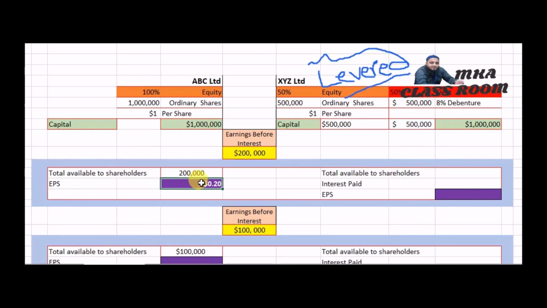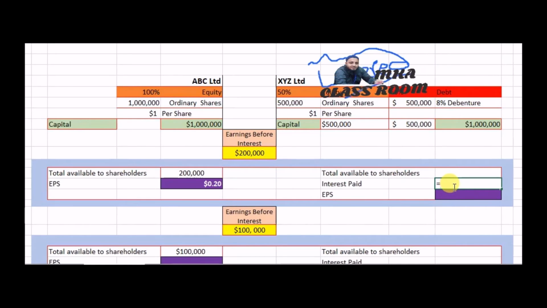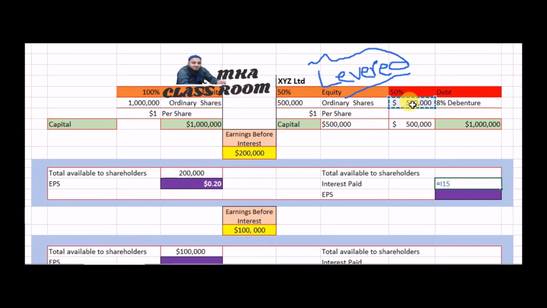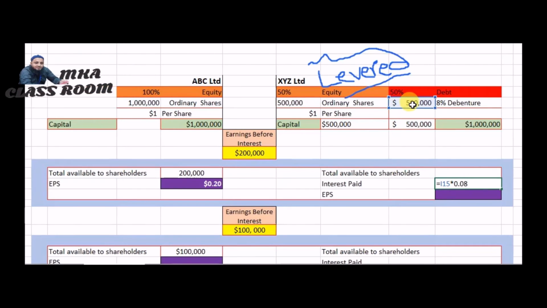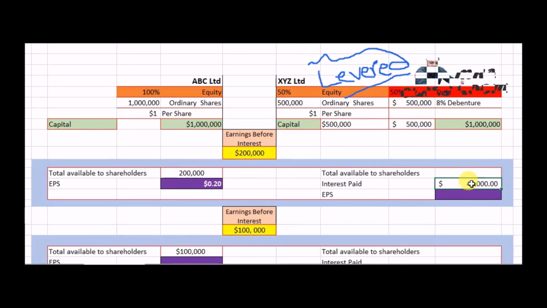Now if we look at the levered company XYZ, total earnings is 2 lakh, but it has interest on the 8% debenture. At first we have to calculate the interest. So 5 lakh into 8%, 0.08, that means 40,000 taka interest. It has to pay this first, because it is interest and must be paid, since it took a loan from people or other institutions.